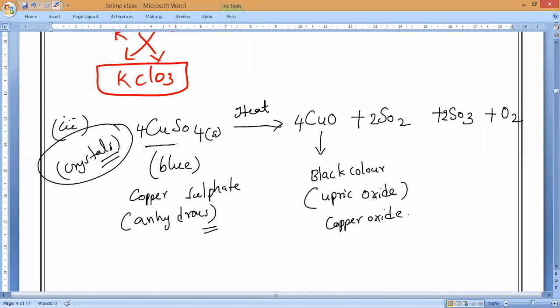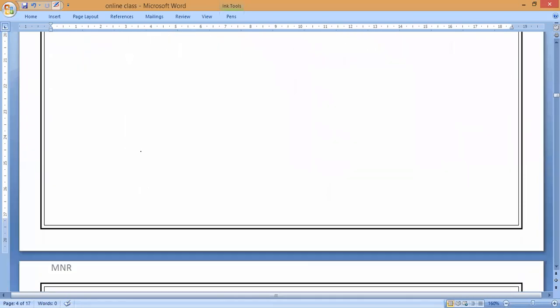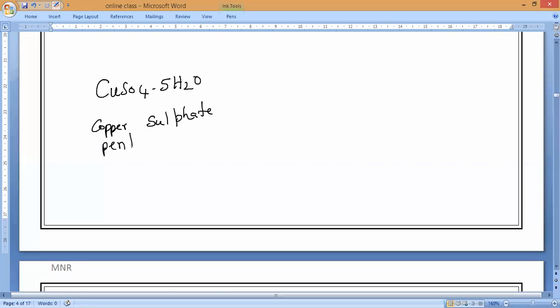Sir, how can I get CuSO4? It is not a simple task. I will teach you that equation also. We have to take thermal decomposition of CuSO4. It contains 5 water molecules. How many water molecules? 5 water molecules. That is why it is called copper sulfate pentahydrate. So what is the color of this one?